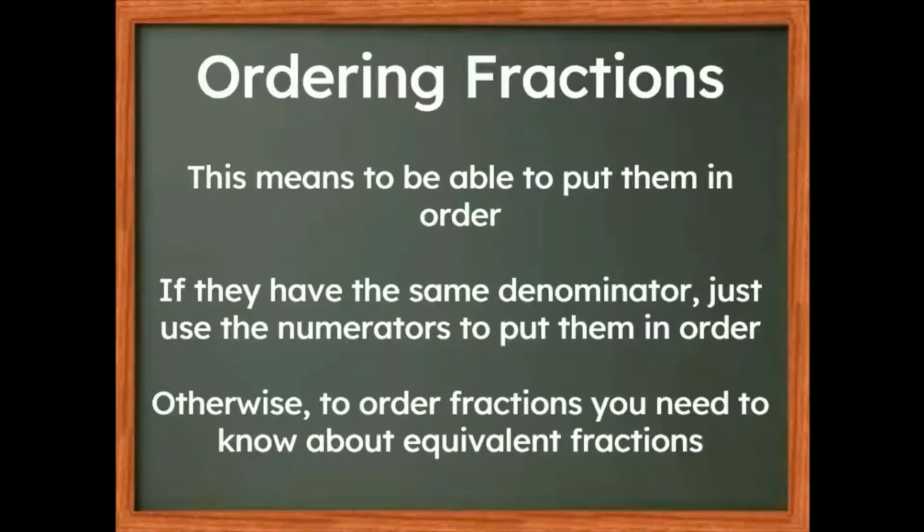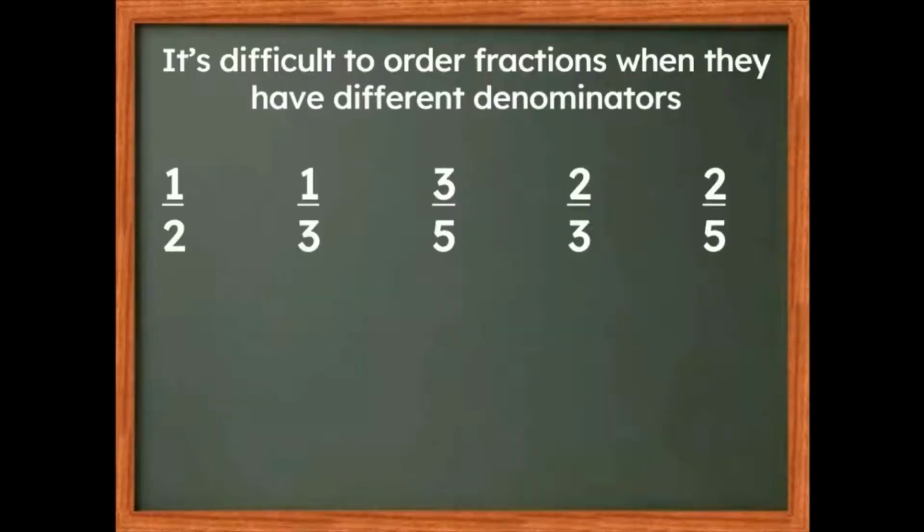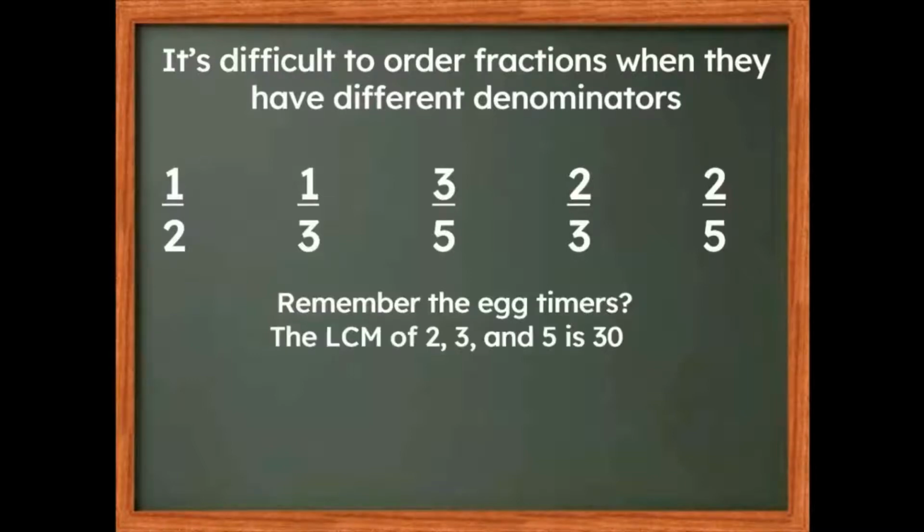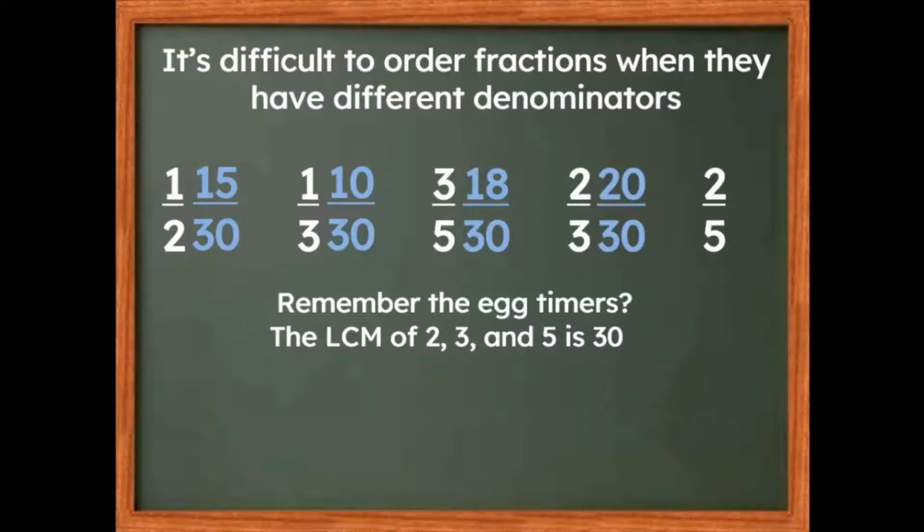Ordering fractions means to be able to put them in order, which is bigger. If they have the same denominator, it's easy just to use the numerators to put them in order. Otherwise, to order fractions, you need to know about equivalent fractions. So if they've got different denominators, we need to have the same. Remember the egg timers, remember the lowest common multiple. The lowest common multiple of 2, 3 and 5 is 30. So 1/2 is 15/30, a third is 10/30, 3/5 is 18/30, 2/3 is 20/30, 2/5 is 12/30.